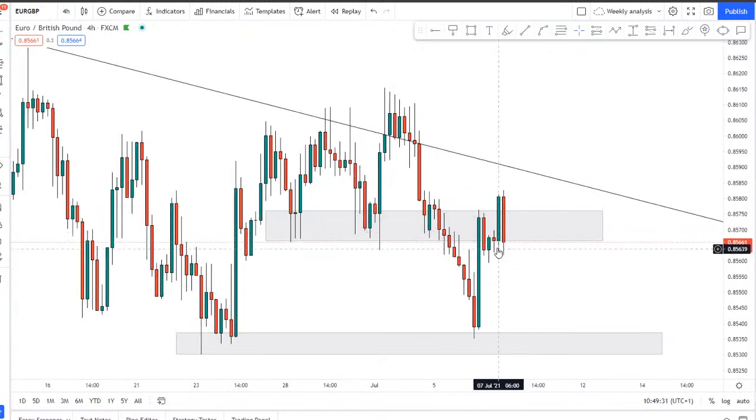But yeah, so wait for that candle to close, and then potentially you could see some shorts to the downside for Euro GBP.